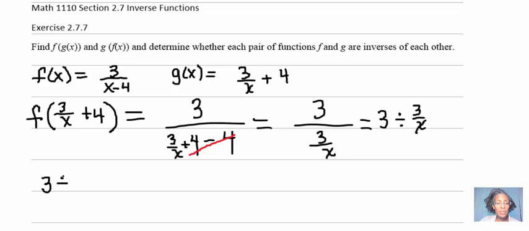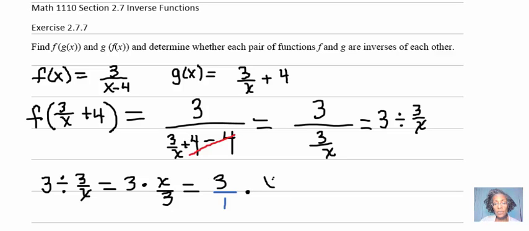3 divided by 3 over x is the same as 3 times x over 3, which is the same as 3 over 1 times x over 3. And so notice I can divide this 3 in the denominator into this 3 in the numerator, and I get a 1. So there's a 1 here. 1 times x is simply x, and I also can think of myself as having a 1 here, and 1 times 1 is 1. x over 1 is simply x.